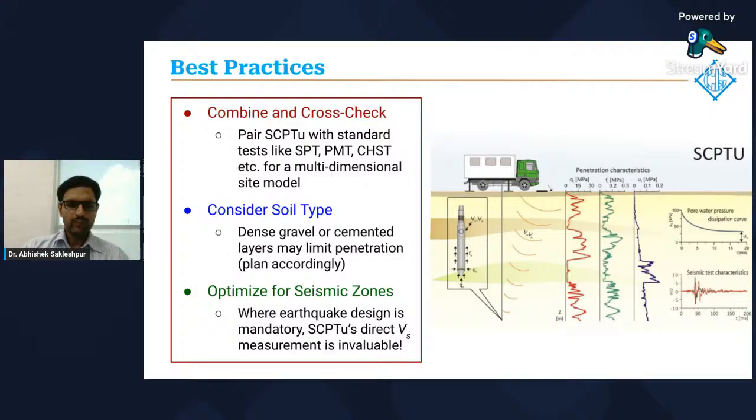It's important to consider the type of soil that you have at your site. For example, if you know or you expect that the soil type is likely to be dense gravel or cemented type of soil layers, this may limit the cone penetration. So you need to plan accordingly for such type of sites where it's difficult to push the cone into the ground. When we have seismic zones and where earthquake design is mandatory, the SCPTu's direct shear wave velocity measurement is invaluable in such sites.